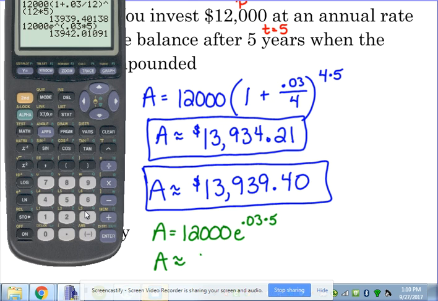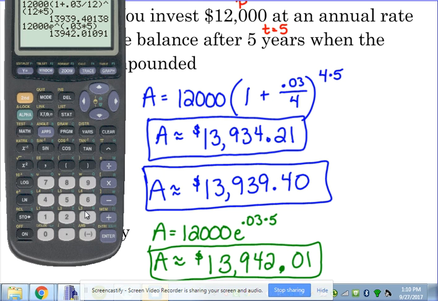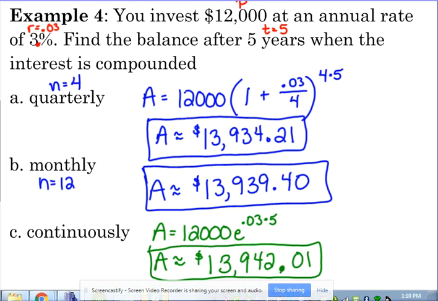And if it's compounded continuously, we make a little bit more than that, about $3 more. Oops, that's a decimal. About $3 more if it's compounded continuously than if it's compounded monthly. Okay, so not a whole lot of difference when you get to that. But hey, $3 is $3, right?